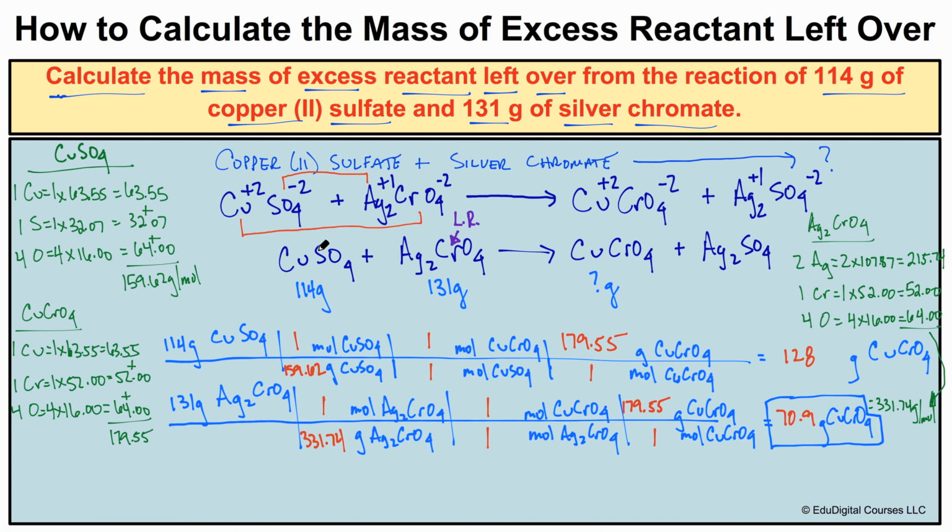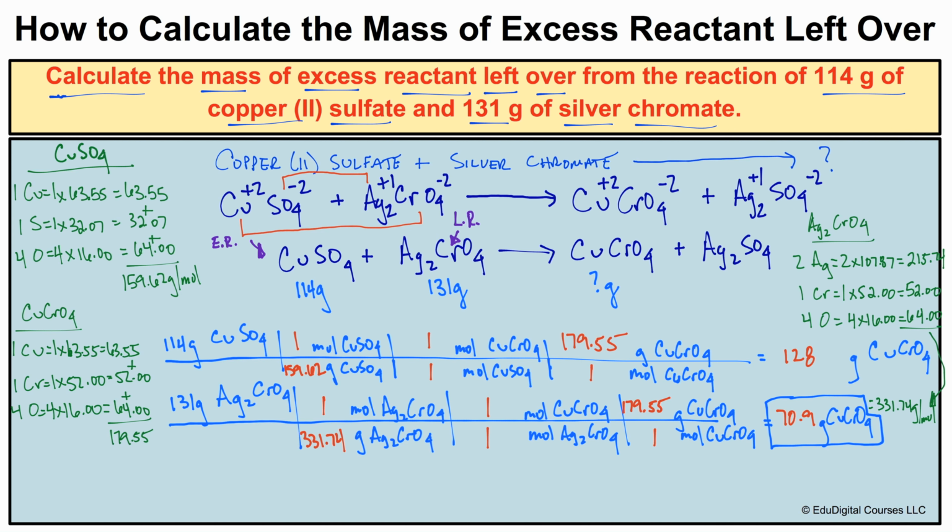And if this runs out first, then this right here, our copper 2 sulfate, will be our excess reactant. So we just figured out the limiting reactant was this by doing this entire process, and so this must be our excess reactant. And what we're asked to figure out now is the mass of the excess reactant that is left over after these two quantities react with one another.